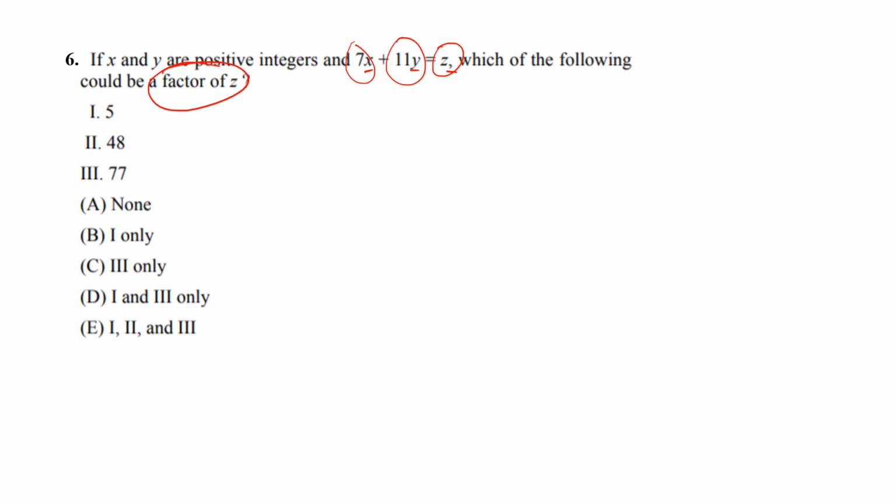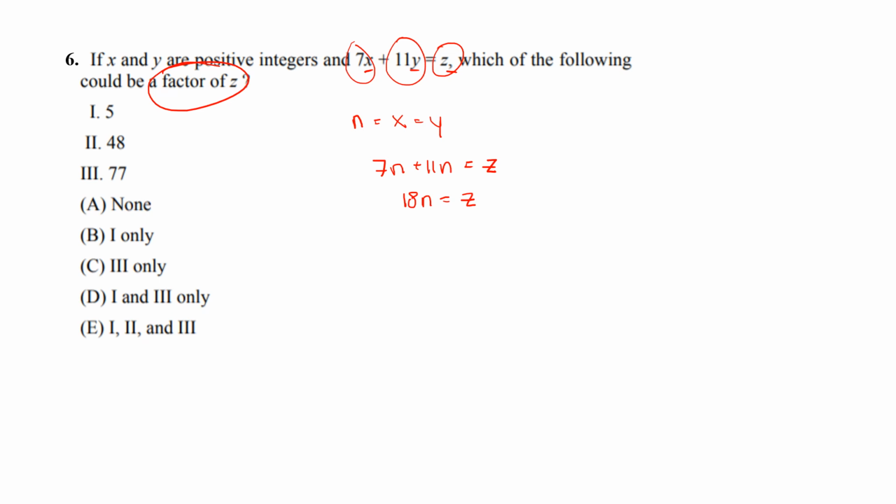The first way I'll show you how to do this is the shortcut. Let's say we have some number n, and we set x and y both equal to n. So we'll have 7n plus 11n equals z. If we combine the two, 7 plus 11 is 18, so 18n equals z. And it's basically asking us which of these could be a factor of z.